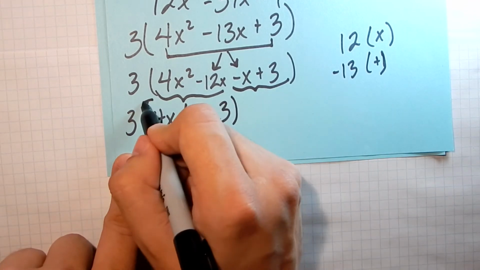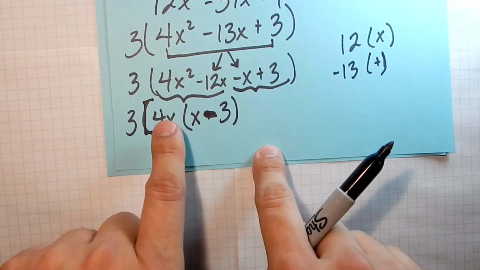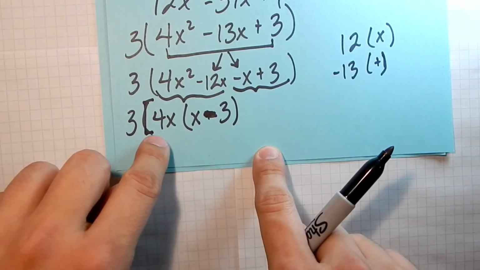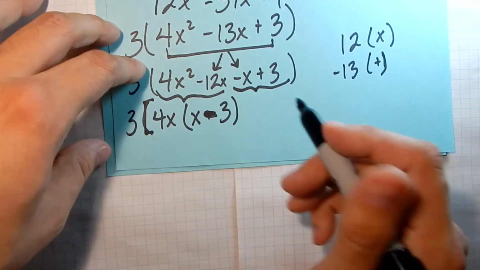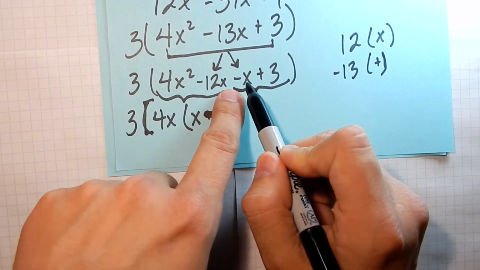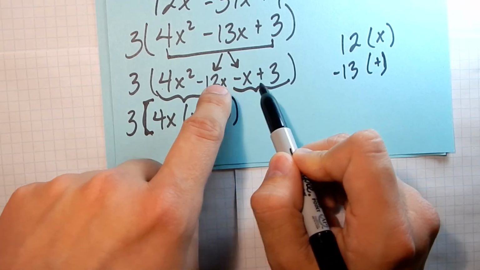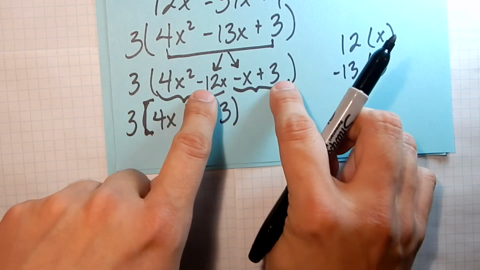And what do we have here? I'm going to make these square brackets just so I don't get lost in all these parentheses. So I've got 4x times this. So 4x times x is going to be 4x squared. 4x times negative 3 is negative 12x. We're good. Now here I had a positive, negative. Here I have a negative, positive. So they're opposite orientations, right? So these are opposite and these are opposite.